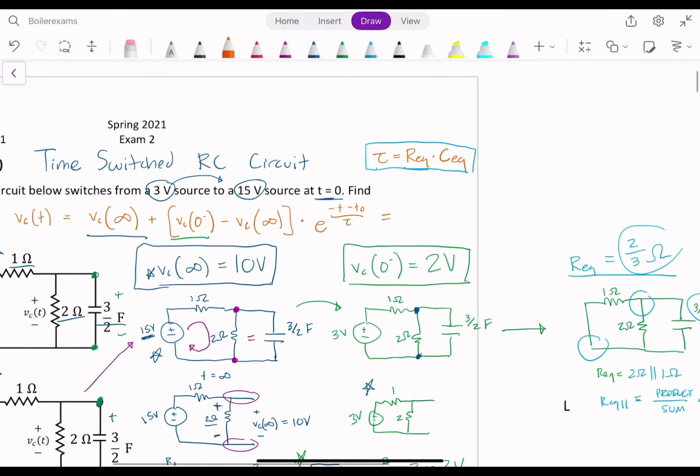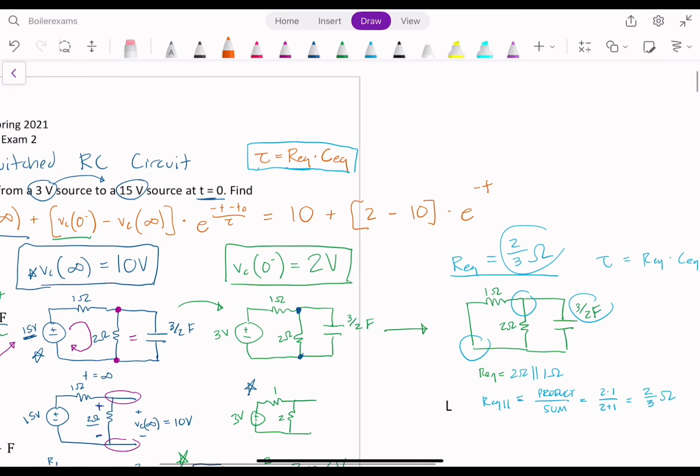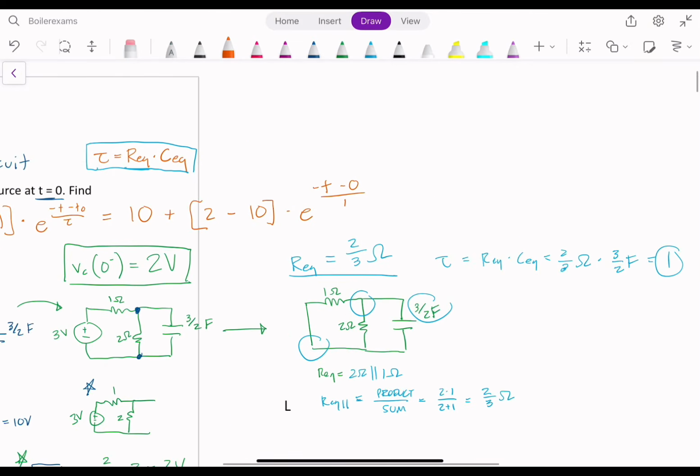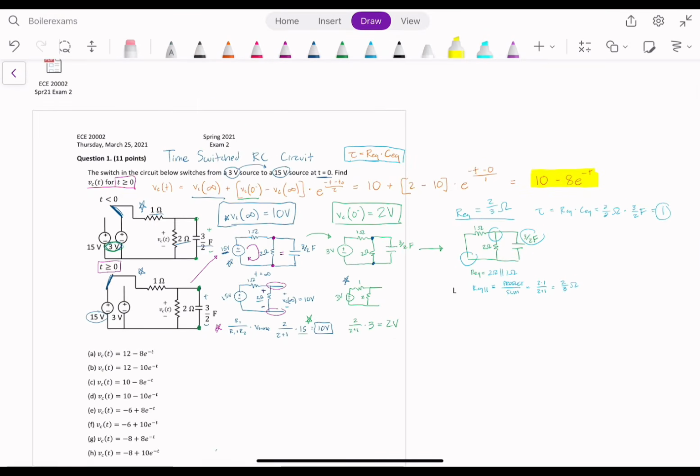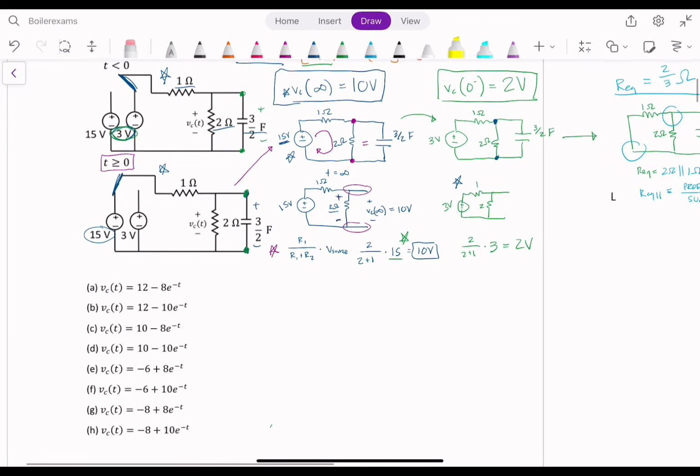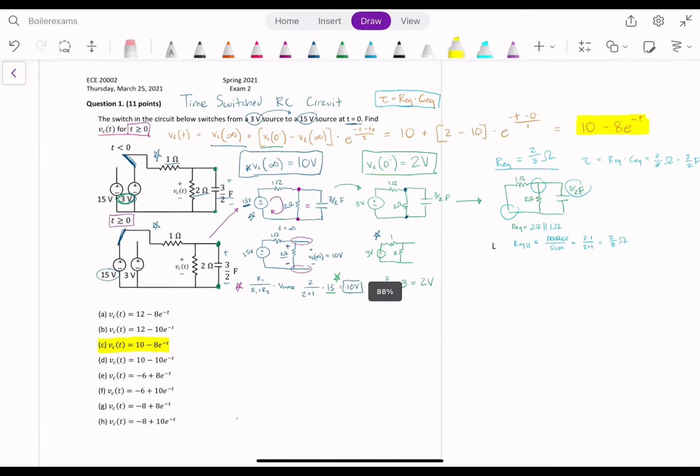So V sub c of t is 10 plus 2 minus 10 times e to the negative t minus t naught, our time of excitation, which in this case is 0, minus 0 divided by our time constant, which is 1. We can simplify this further, and it is 10 minus 8 e to the negative t. And there we go. That is our answer. That is V sub c of t for times t greater than or equal to 0 within this circuit after the switch has occurred. And if we go down to our answer choices, our answer is right here. And there we go. That is correct.